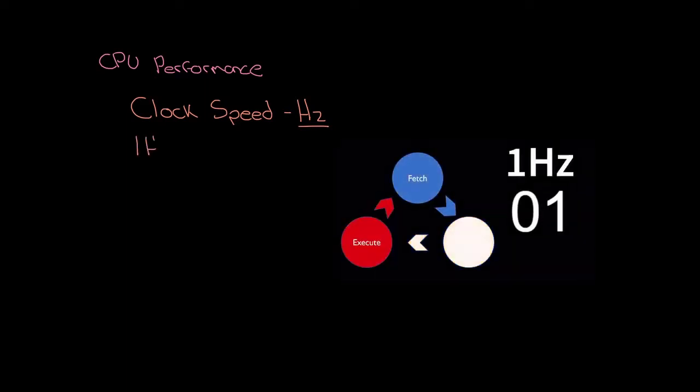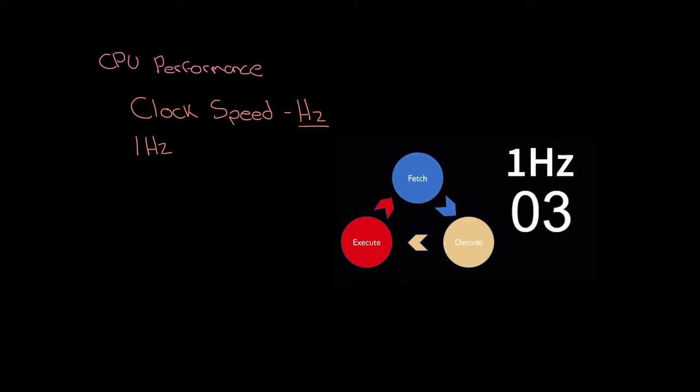The first thing that we can do is improve a CPU's clock speed. And when I say improve, I really mean buy a new CPU which has got a faster clock speed. Now, clock speed is measured in hertz, abbreviated as Hz, and hertz is how many fetch, decode, execute cycles you can get through in a second. So take a look at the animation on the right there.